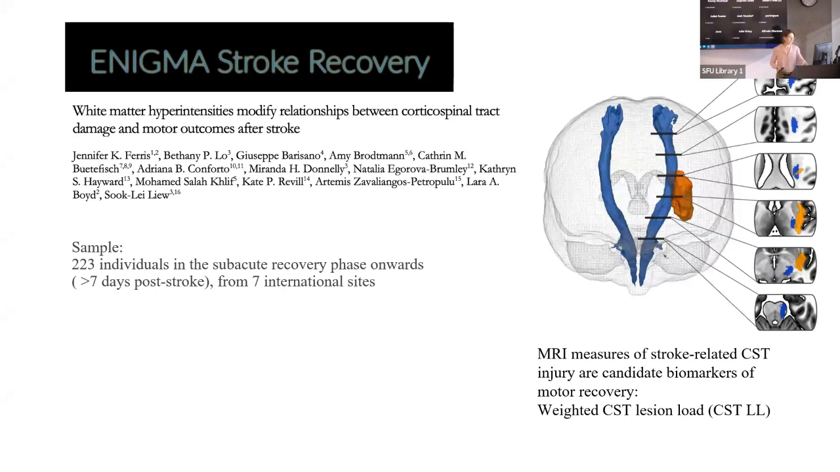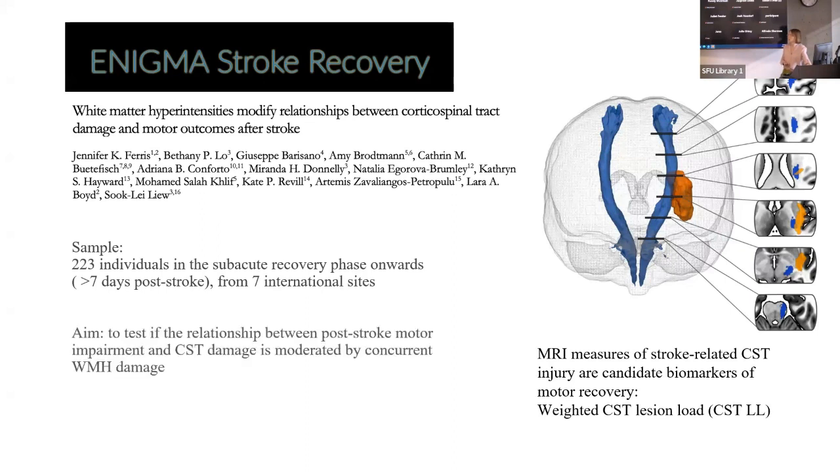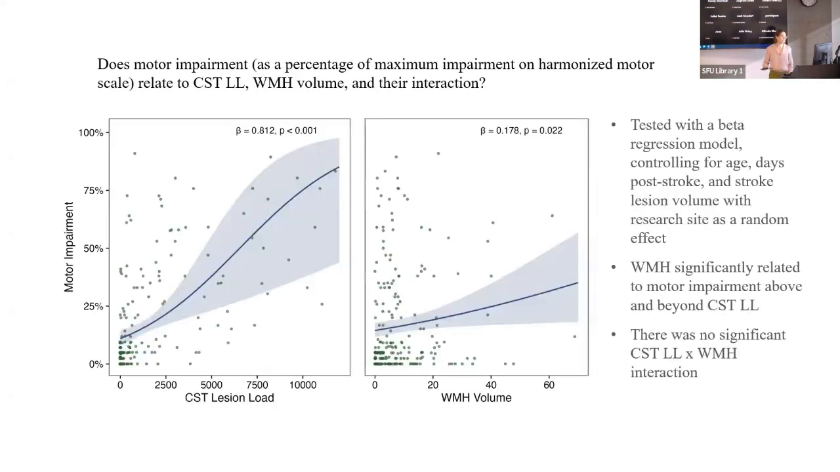We had 223 individuals who were at least 7 days post-stroke and beyond; this data was collated from 7 international sites. Our aim was to test if this consistent relationship between motor impairment and corticospinal tract damage is moderated at all by concurrent white matter hyperintensities. So we tested this with an overall beta regression model.